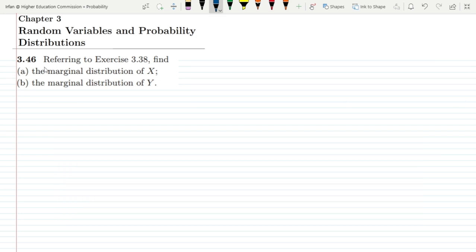So this is question 3.46 of chapter 3, which states that referring to exercise 3.38, find A, the marginal distribution of x, and B, the marginal distribution of y. Okay, so this question is basically relevant to the exercise problem 3.38. So let us see what exactly the exercise problem 3.38 was.